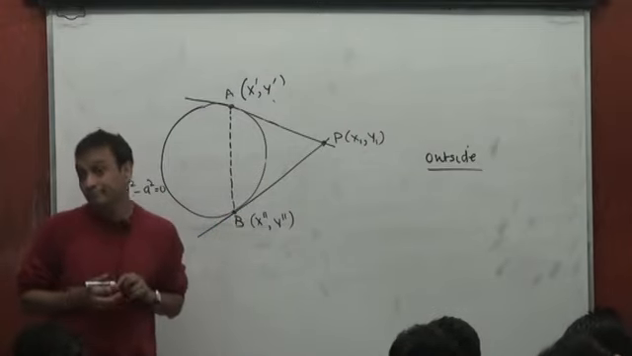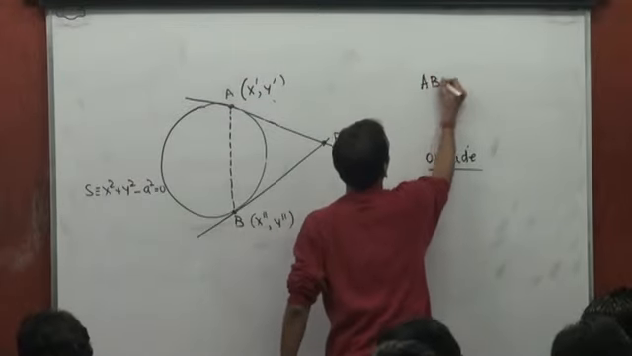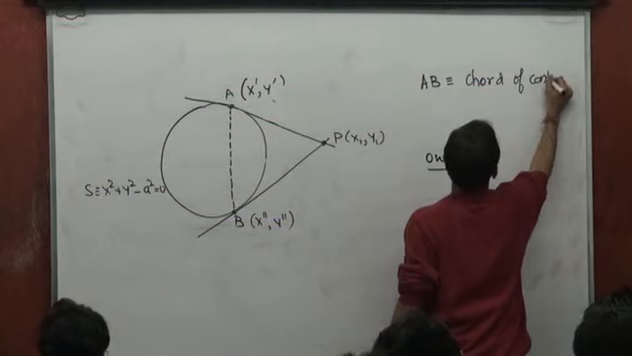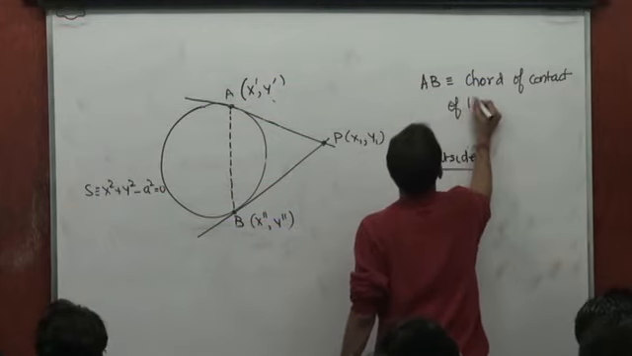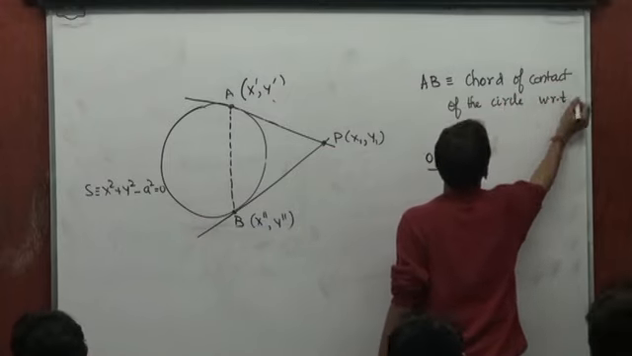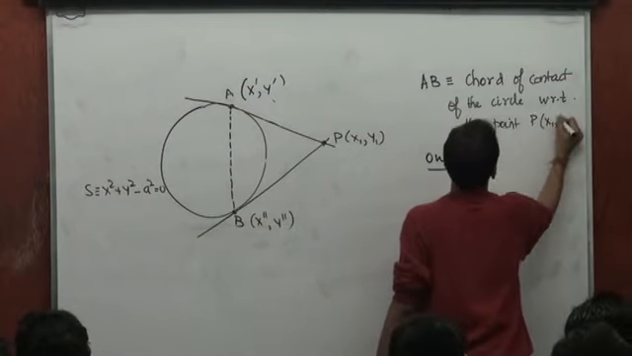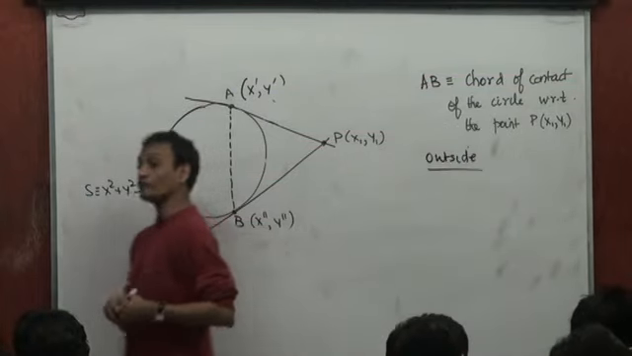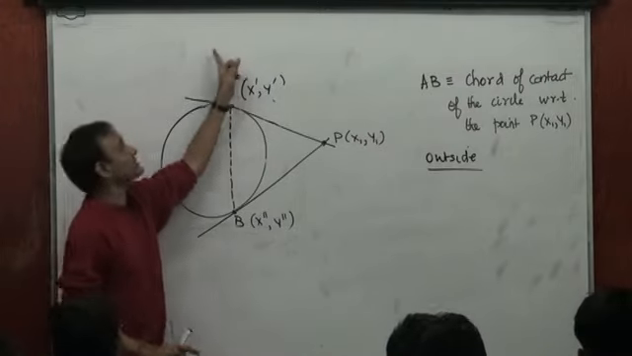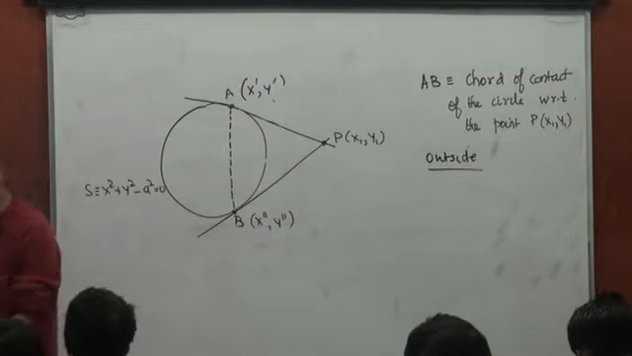is a straight line, and this straight line AB is called the chord of contact of the circle with respect to the point x1 y1. With respect to the point x1 y1, AB is the chord of contact of the circle. If you select some other x1 y1, you'll have some other chord of contact. Different points P will give you different chords of contact.